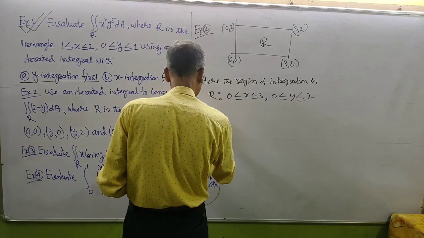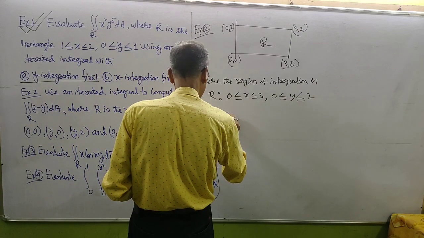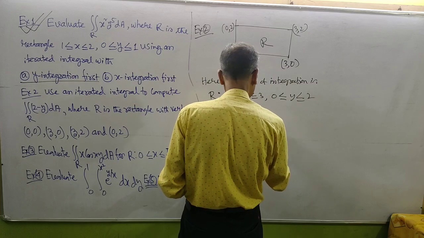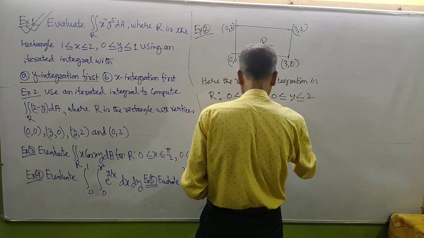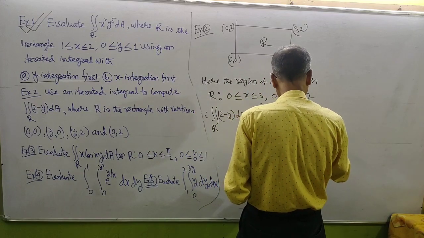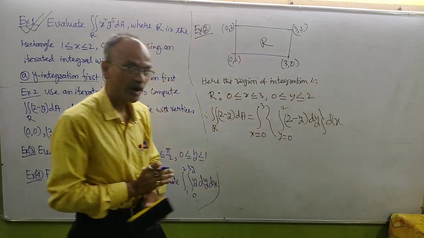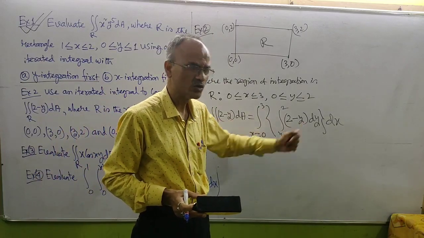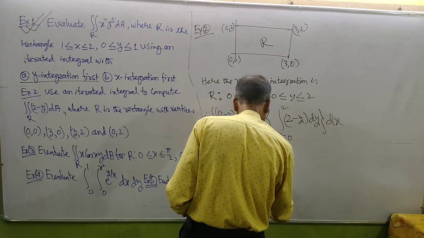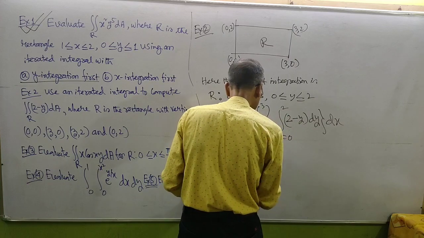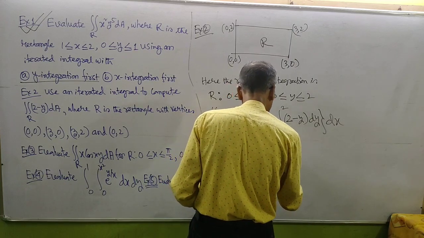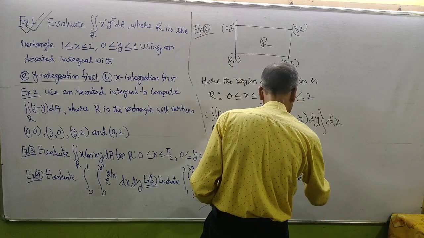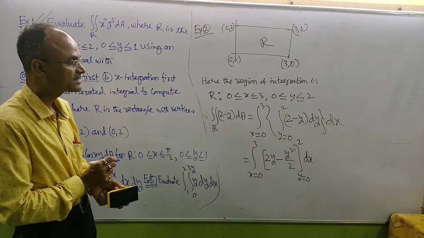Now try to solve this problem. Therefore, double integration over R of 2 minus y dA equals the integral x equal to 0 to 3, y equal to 0 to 2 of 2 minus y dy then dx. Now integrate this, taking x as constant. There is no x. Therefore, x is equal to 0 to 3, twice y minus y square by 2, y equal to 0 to 2, dx.